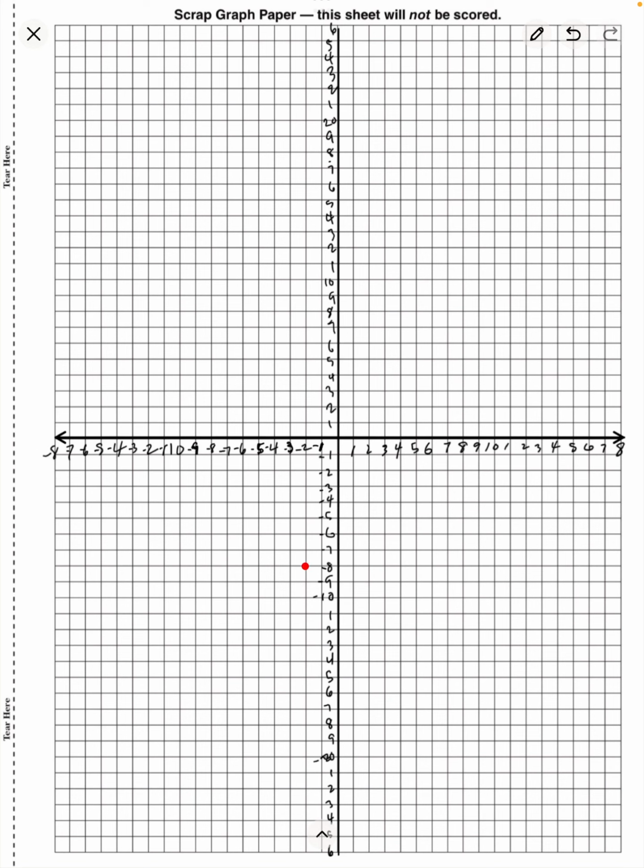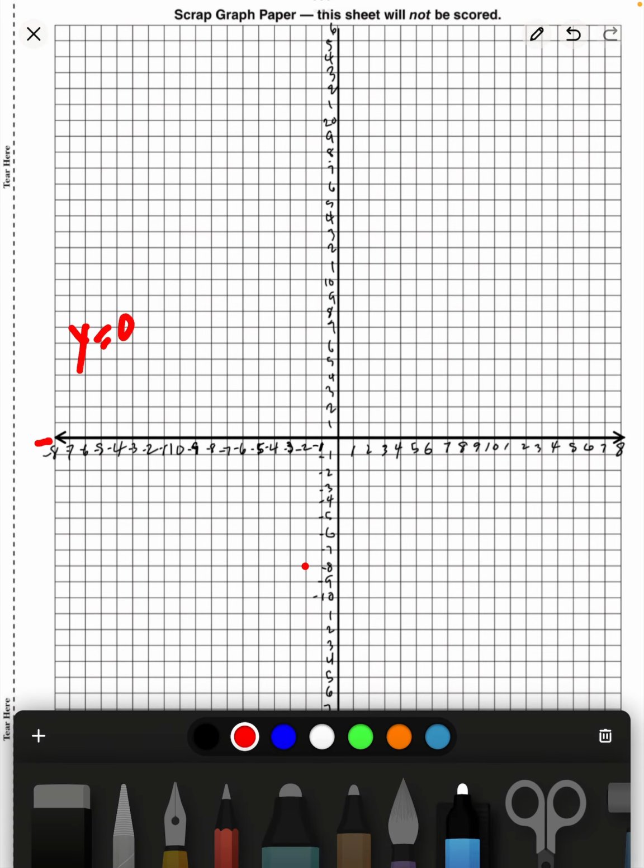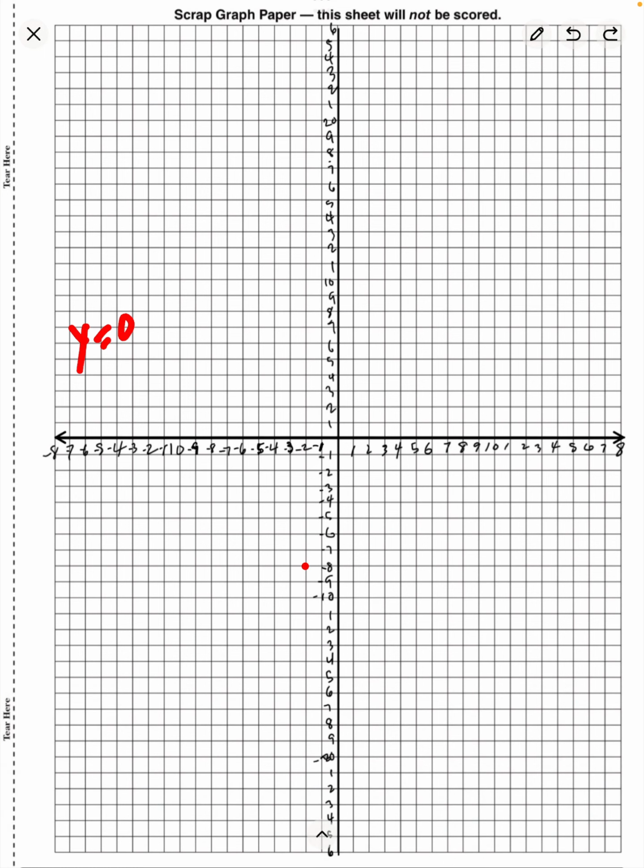Now, the other thing that they told us is that the y value is 0, so that means y equals 0. Again, if you understand vertical and horizontal lines, you know that y equals 0 is nothing more than the x-axis. So if I draw this, that's not very good.